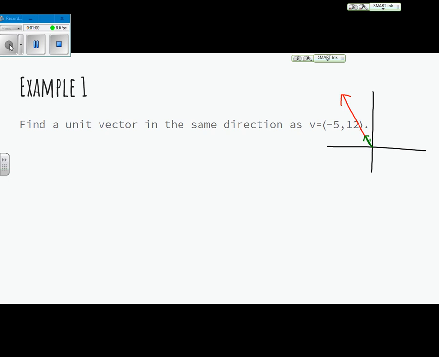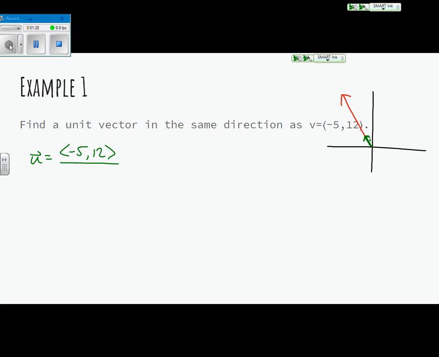So let's try this with an actual vector. Hey, I got pretty close here. Let's act like this red vector right here is <-5, 12>. I'm wanting to find this little bitty green vector that goes in the same direction as <-5, 12>, but is only 1 unit long. So my formula is to take my vector in standard form and then divide it by the magnitude.